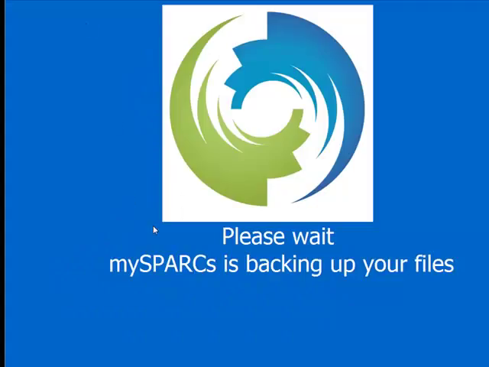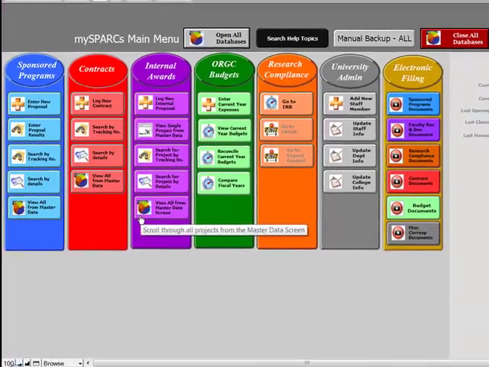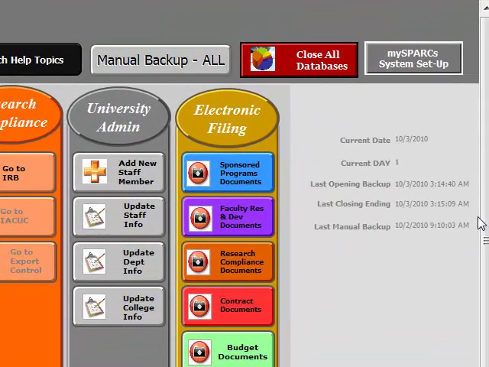As we enter the SPARCs Hub, you'll be faced with a screen that indicates that the system is backing up, which it will do every morning as you turn the system on. On the far right, you will see the date and times of each of the automatic backups that have been performed. We have the opening, which will be done each time the system is turned on, the closing, which will be done when it's shut down, and the user has the ability to perform a manual backup as well at any time that they'd like.